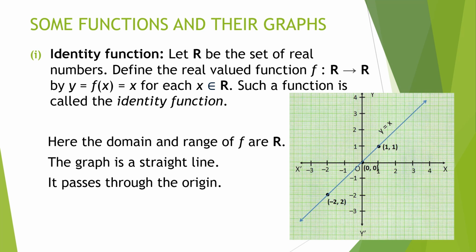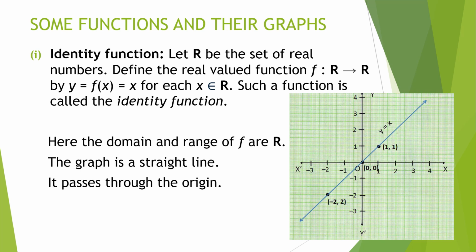First one, identity function. Let R be the set of real numbers. Define the real valued function f from R to R by y = f(x) = x. That means the image for all x is x itself. Such a function is called the identity function. Here the domain and range of f are R. The graph is a straight line and it passes through the origin.